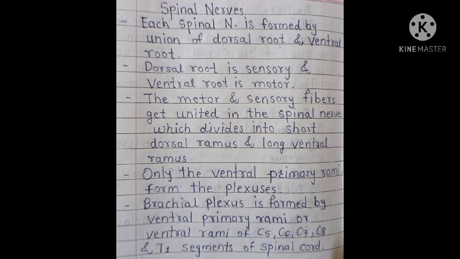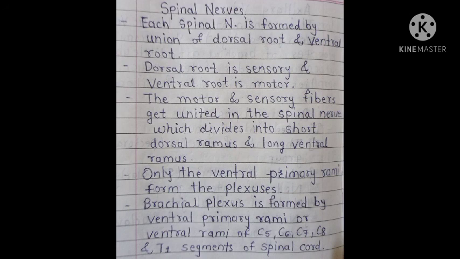So the important points about the spinal nerves are: each spinal nerve is formed by the union of the dorsal root and the ventral root. The dorsal root is sensory and the ventral root is motor. The motor and the sensory fibers get united in the spinal nerve, which divides into the short dorsal ramus and the long ventral ramus. Only the ventral primary ramus forms the plexus.